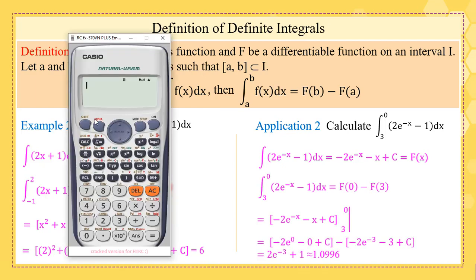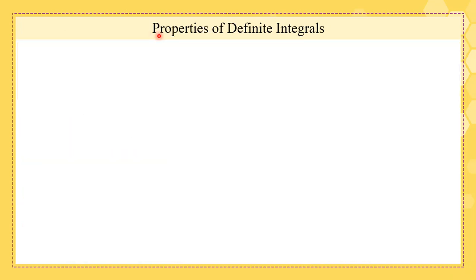Now we want to check our result using the calculator. We push this button, parentheses, 2 shift e minus alpha parentheses x minus 1. We close the parentheses from 3 to 0, which is equal to 1.0995, which is equal to 1.0996. Properties of definite integrals.